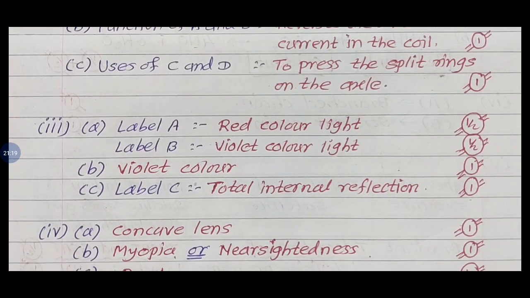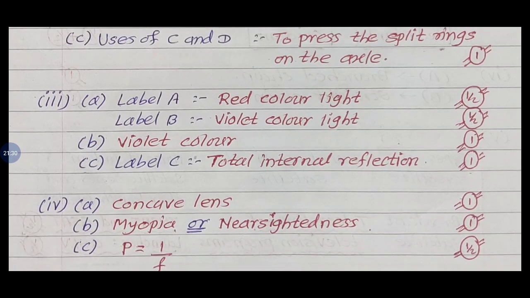Third option, in that raindrop, label A means red color light and label B means violet color light. Half mark, 1 mark. Which color deviates more? I think violet color. That you write, 1 mark. And label C is total internal reflection, 1 mark. You are getting 3 marks for the answer.